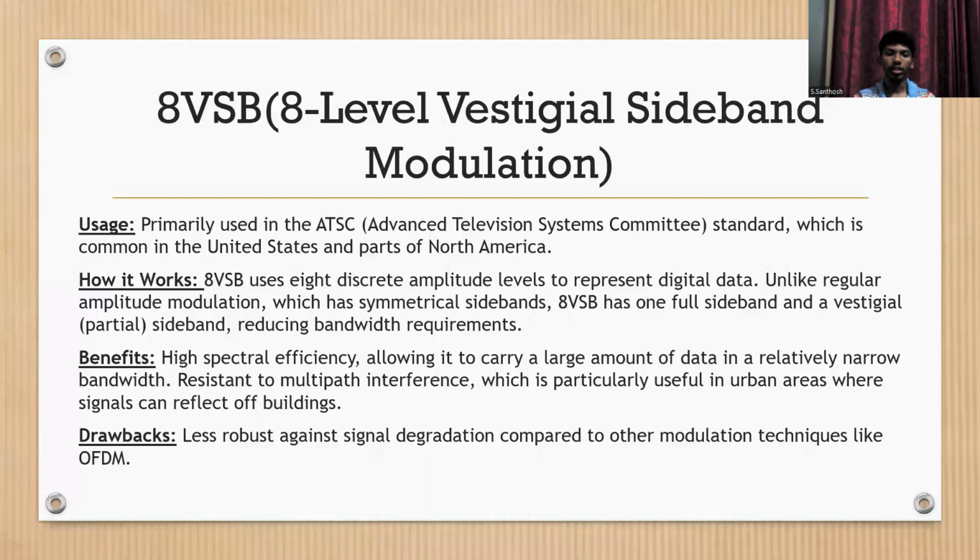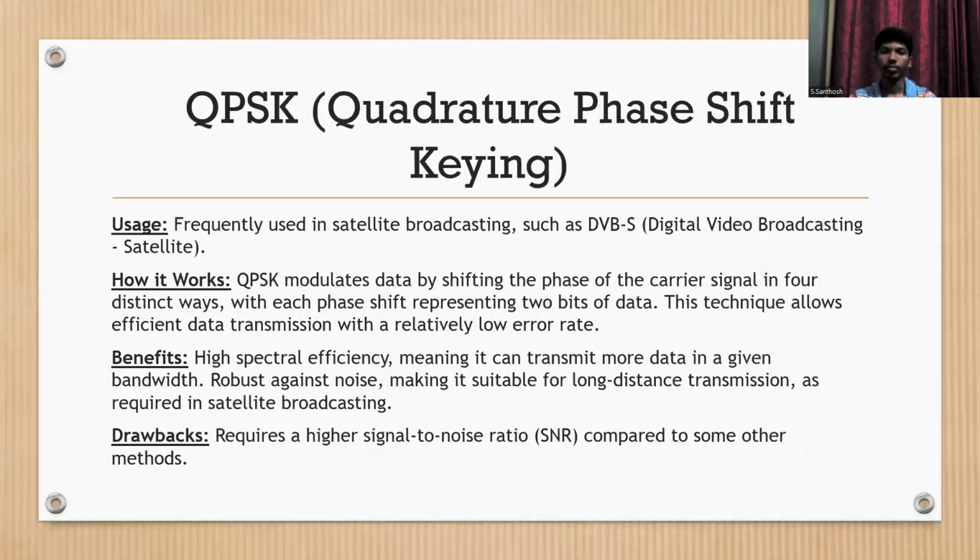The advantage of using this is that you can transfer the data to a longer distance with a narrower bandwidth. You don't need to use a wide range of bandwidth for the data transfer. They give us a high spectral efficiency, and when the data is transferred, there's no path interference happening to our information, which is particularly useful in urban areas where signals can reflect off buildings. And the disadvantage of this is that it is highly likely to be affected by signal degradation compared to other modulation techniques like OFDM.